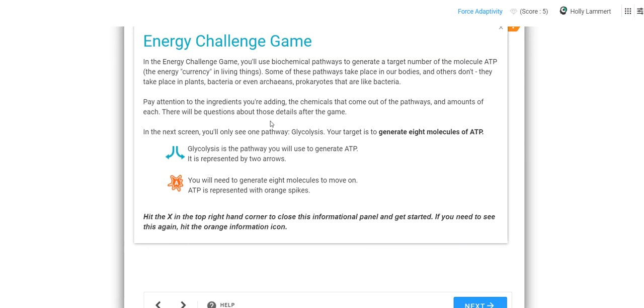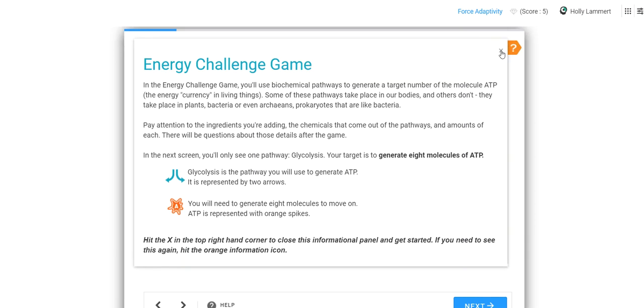Glycolysis is the pathway you will use to generate ATP. It is represented by 2 arrows. And maybe the 2 arrows are because you're taking 1 glucose and making 2 pyruvate. And then this blobby thing is ATP. Hit the X on the top right-hand corner to close the informational panel and get started. So I go up here. If you see this again, hit the orange information icon.